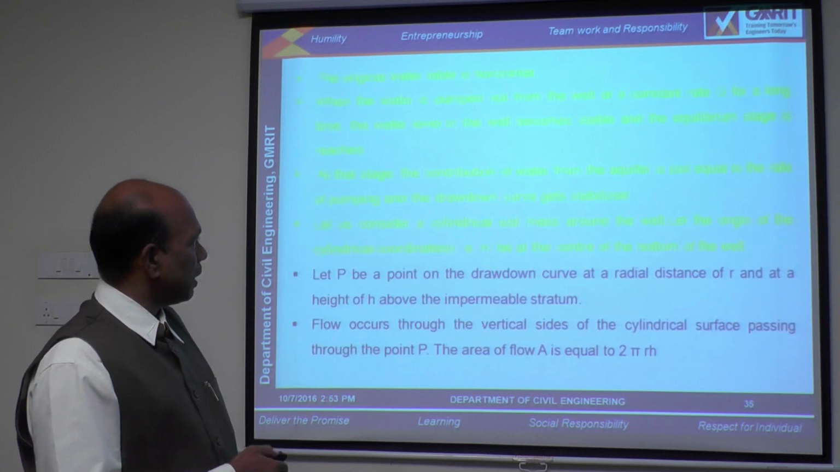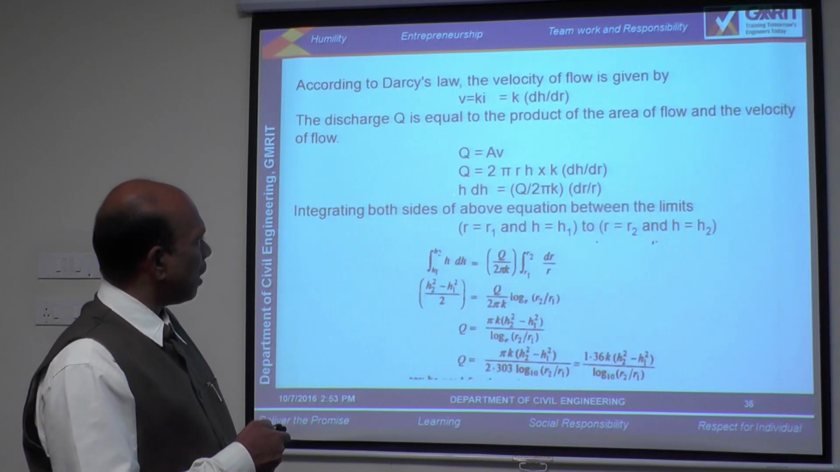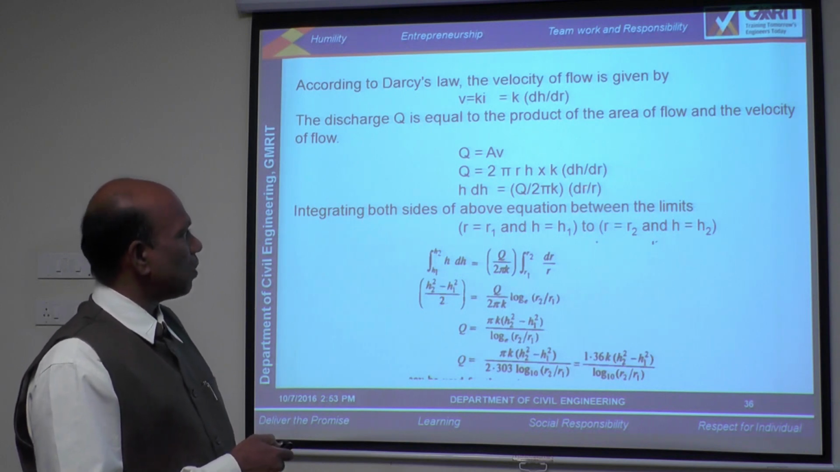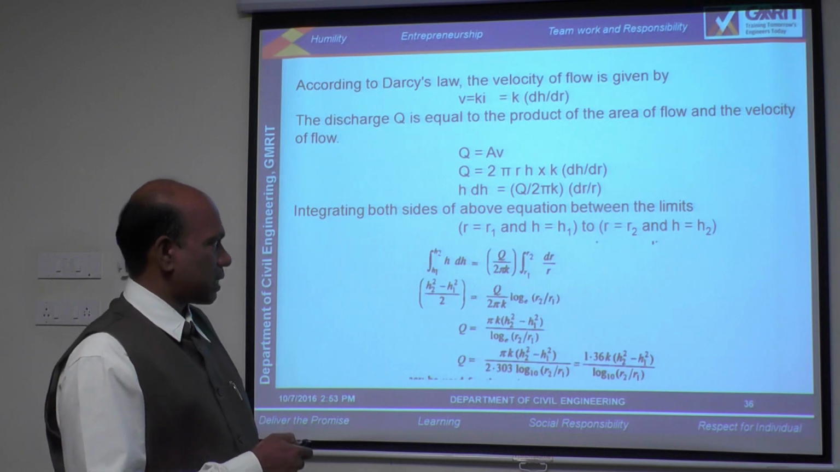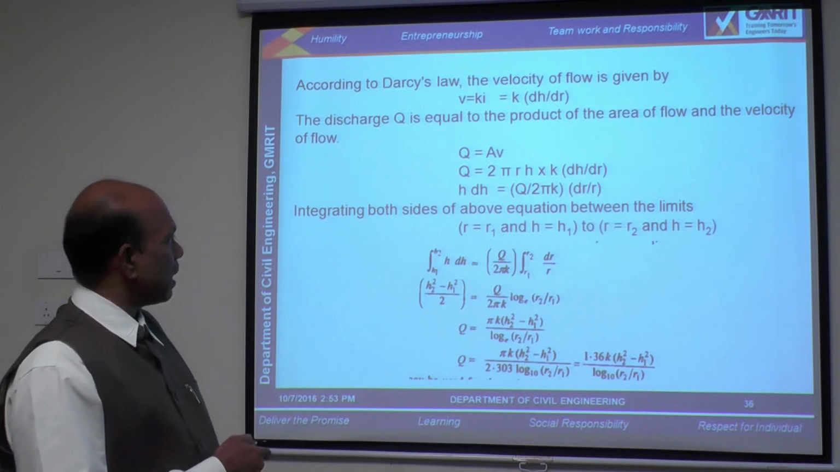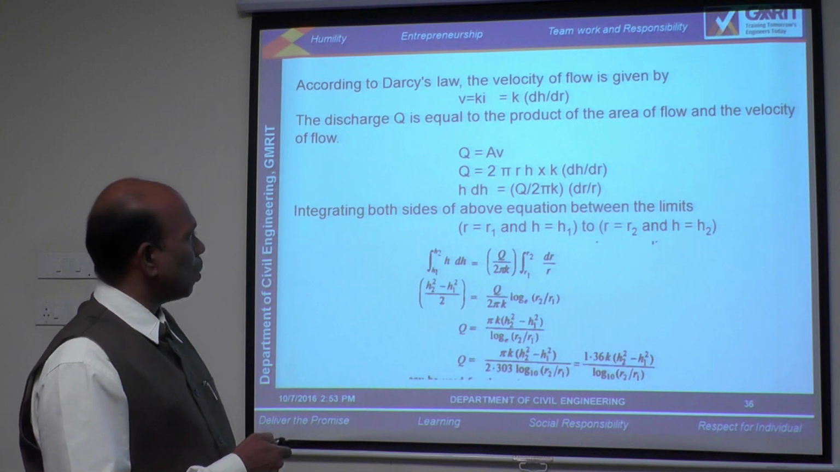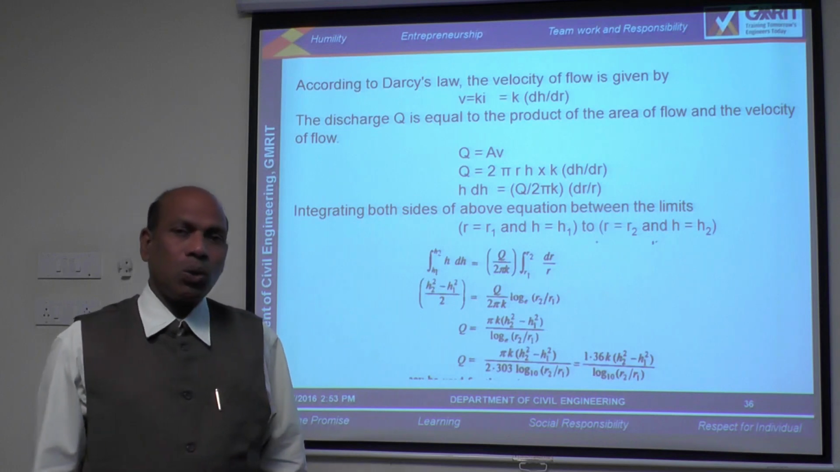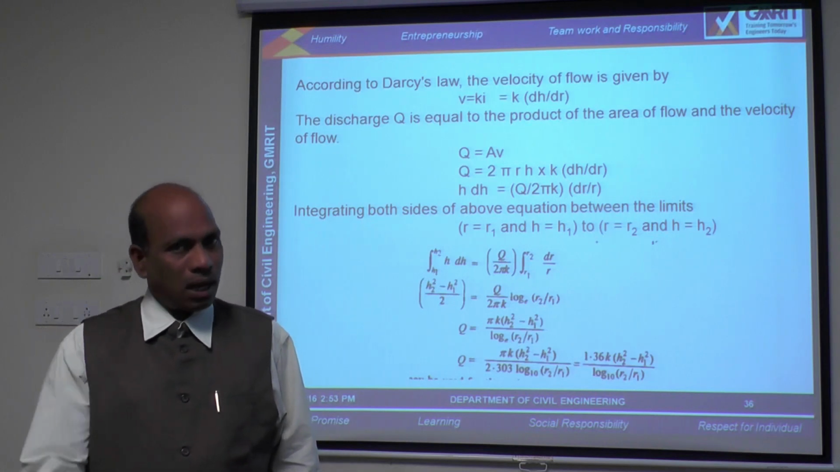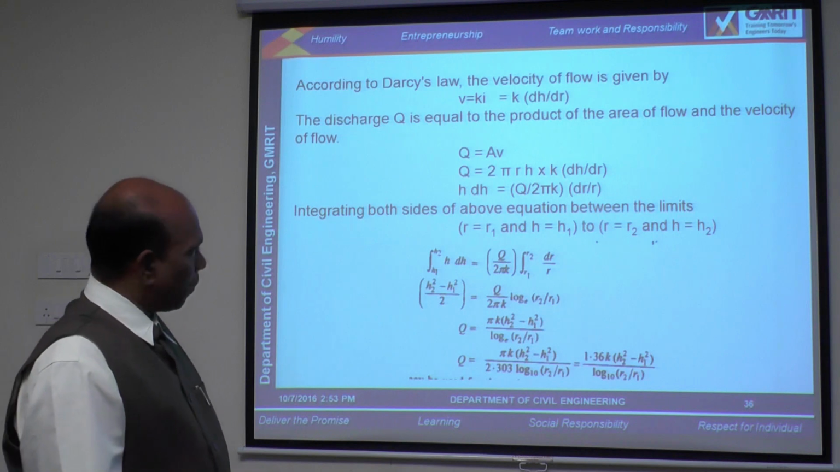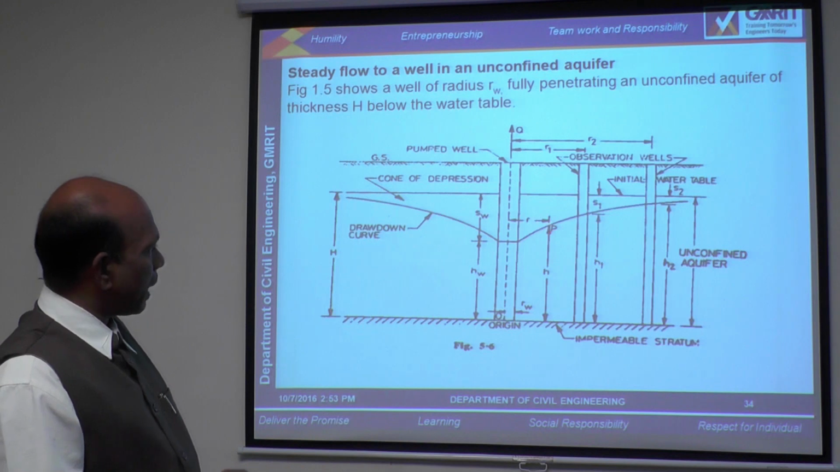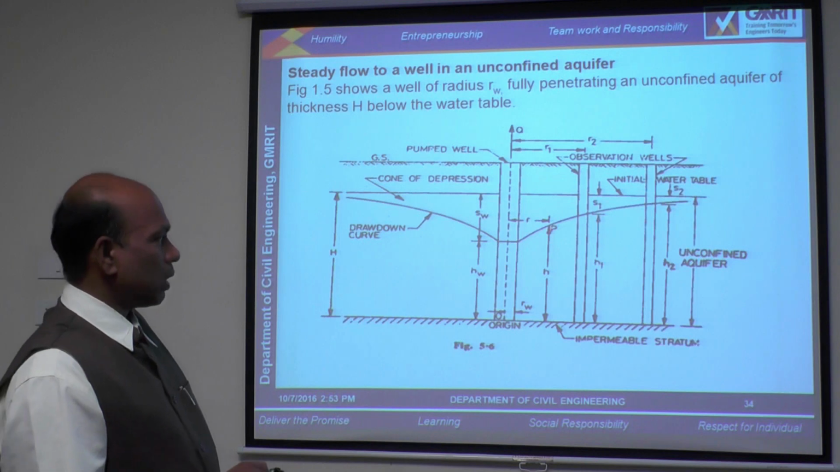In this equation, we arrange it in such a way that all head-related terms are on one side, and constants and radius-related terms are on the other side. So H dH is equal to Q by 2 pi K into dr by r. Now we are going to take the limits based on the given diagram. So now we are going to determine the values here. This is the P. P is R distance from the main well, and H is the water level at point P.